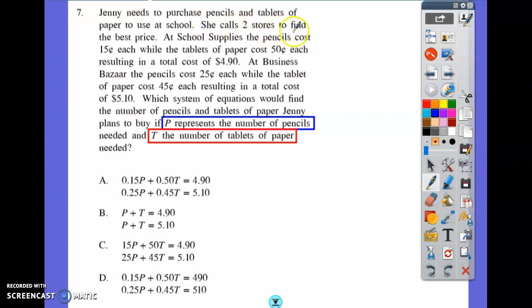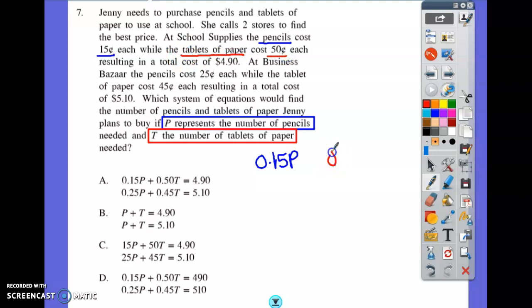She calls 2 stores to find the best price. At school suppliers, the pencils cost 15 cents. So I know that 15 cents, and you have to write it like this, goes with P for pencils. Okay? Each, while the tablets of paper cost 50 cents each.